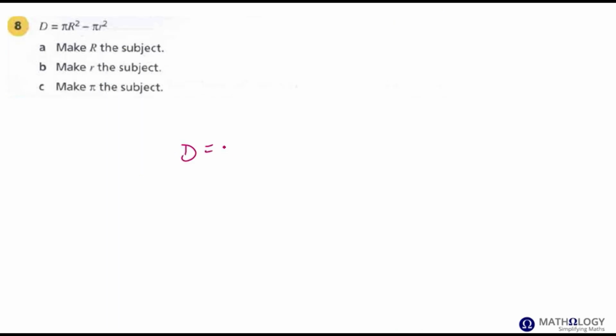Given D equals pi uppercase R squared minus pi lowercase r squared, we want to make uppercase R the subject. So we just identify where uppercase R is. It's part of this term here. First of all, uppercase R is squared and then it's multiplied by pi. So anything that is not part of that, we're just going to move to the other side of the equation. So we're going to move minus pi lowercase r squared to the left.